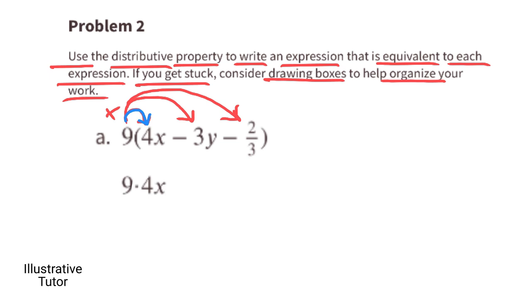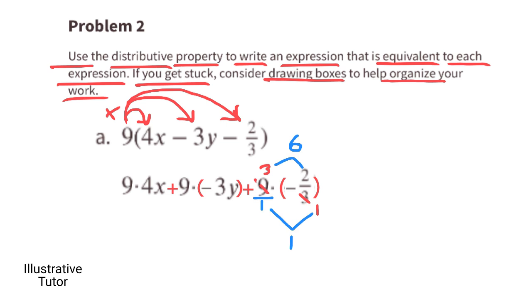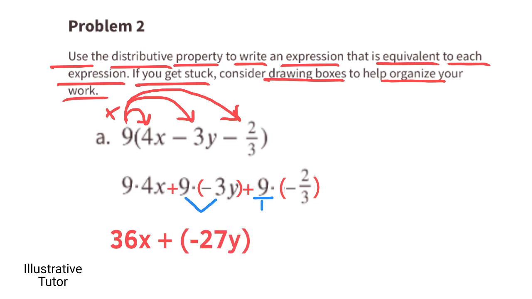We have 9 times 4x plus 9 times negative 3y plus 9 times negative 2/3. 2/3 of 9 is 6, so negative 2/3 of 9 would be negative 6. 9 times 4x is 36x plus 9 times negative 3y is negative 27y plus negative 6.